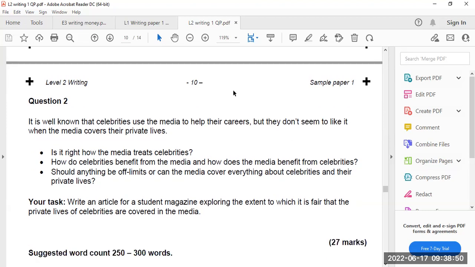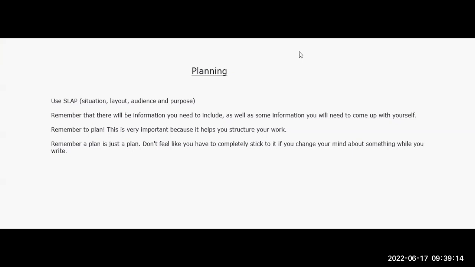Okay. Now, if we quickly go back, what I want to look at now is planning. And planning is not going to be that different across the levels. It's really not. The things you want to remember is to use SLAP, and I'll show you what that means in a bit. And you also want to remember that they're going to give you information you need to include, but there will be stuff in there that you're going to need to come up with yourself. And you do need a plan.